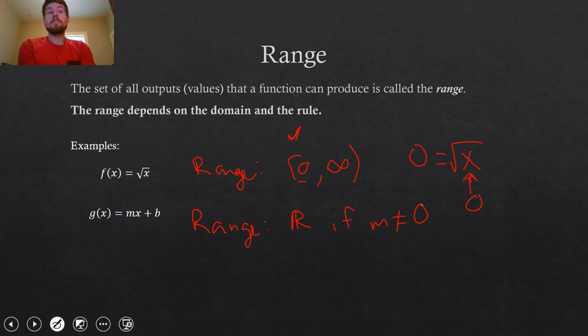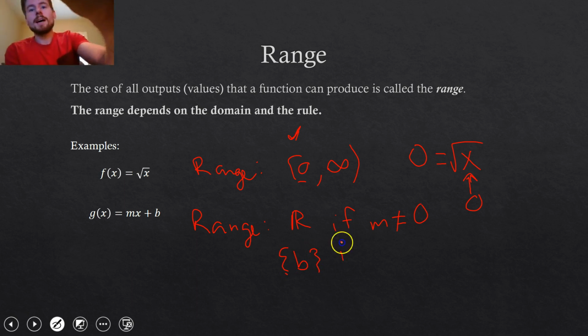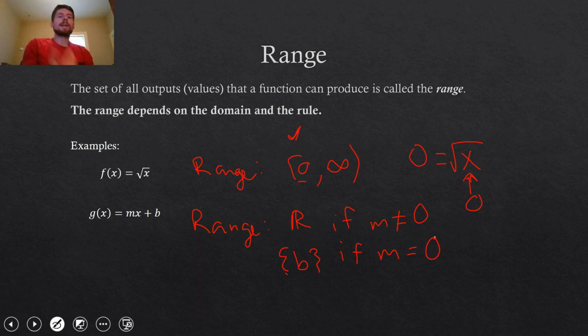So hopefully you came up with that the range would be just the number b. So range is just going to be b. I'll put b in little squiggly braces. And that's if the slope is 0, right? You're only going to get b as your answer because no matter what x is, this would be 0 plus b. So you always get b. All right. So that'd be a linear function.